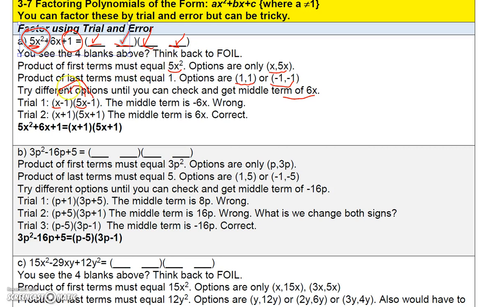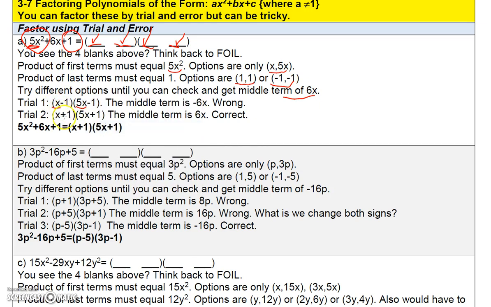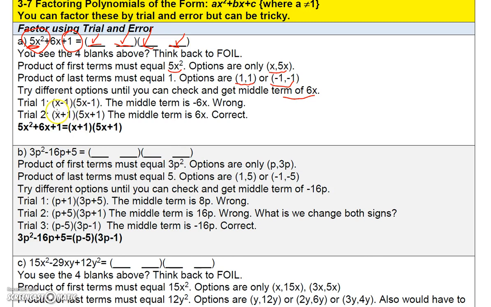We don't want a negative 6x. So I'll tell you what, let's change the signs to plus 1 and plus 1. Now, if we do this, we'll still get x times 5x is 5x squared, and 1 times 1 is still 1. But now look at the middle term here. We take the outer product here, and we get x. And the inner product here is 5x, and x plus 5x is 6x, which is the correct middle term. So we've got the answer: 5x squared plus 6x plus 1 factors into x plus 1 and 5x plus 1.